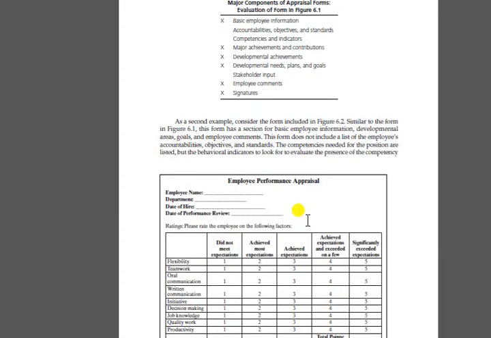Okay, G. So, considering those major components of performance appraisal forms, as we have discussed in our last portion, I would like to give you an example that has been shown in your book. You can also go there and see that. In this form, you can see that they have shown employee performance appraisal. It includes, first of all, the employee name, department, date of hire, and date of performance review.